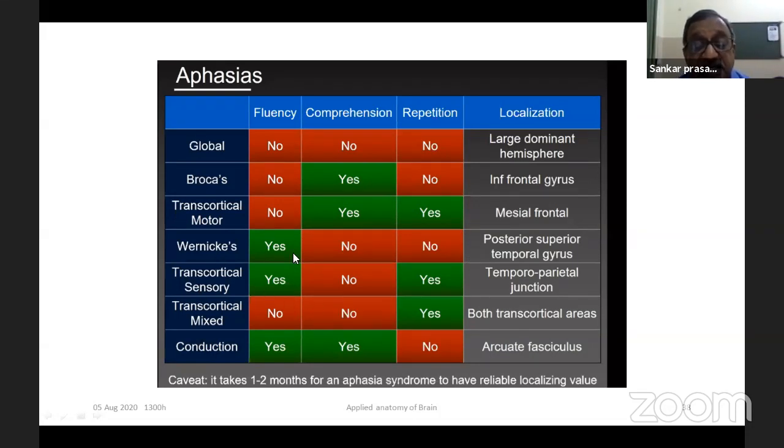Similarly, in transcortical sensory, like a sensory motor, the repetition is preserved, fluency is also preserved here, and comprehension is impaired. So this is a temporoparietal junction. All around the Wernicke's area, disconnection happens with the surrounding areas. Transcortical mixed is both transcortical areas. So these are language disturbances or aphasias, but it takes about 1 to 2 months for an aphasia syndrome to have a reliable localizing value.